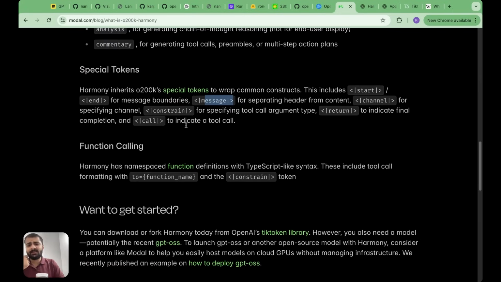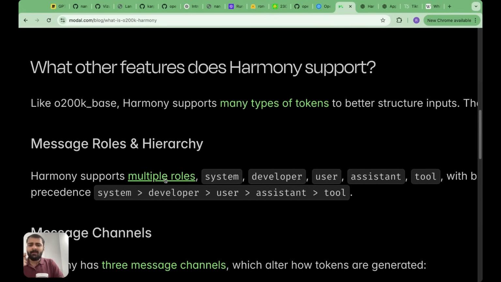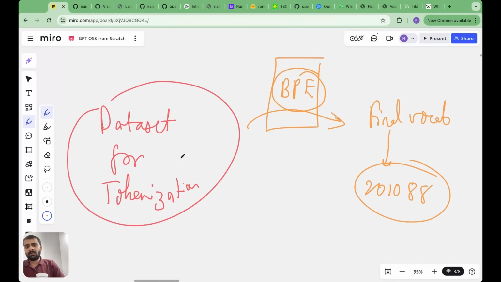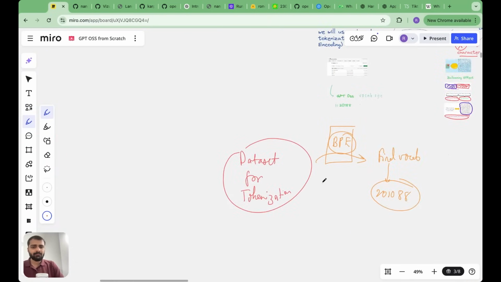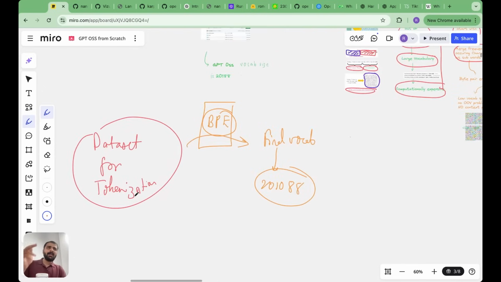They also added some roles actually. So they added multiple roles you can add. So earlier, these roles were not added in the tokenizer itself, but with Harmony, they added these roles in the tokenizer. So when you are doing the pre-training, in the pre-training dataset, you can add those tokens so that the model can learn.